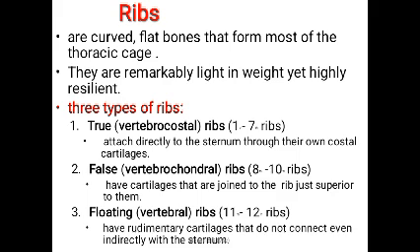1. True vertebrosternal ribs, ribs 1 to 7, are attached directly to the sternum through their own costal cartilage. 2. False vertebrochondral ribs, ribs 8 to 10, have cartilage that is joined to the rib just superior to them. 3. Floating vertebral ribs, ribs 11 to 12, have rudimentary cartilage that does not connect even indirectly with the sternum.